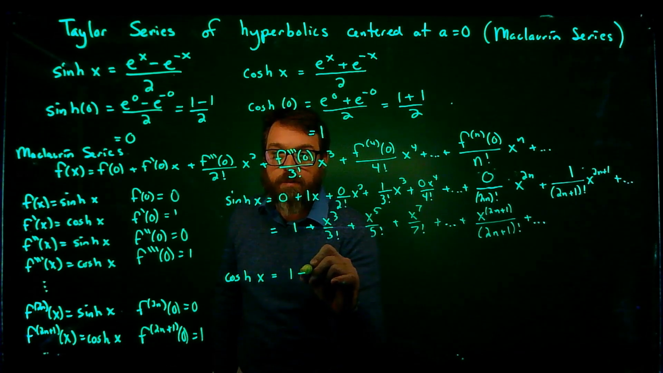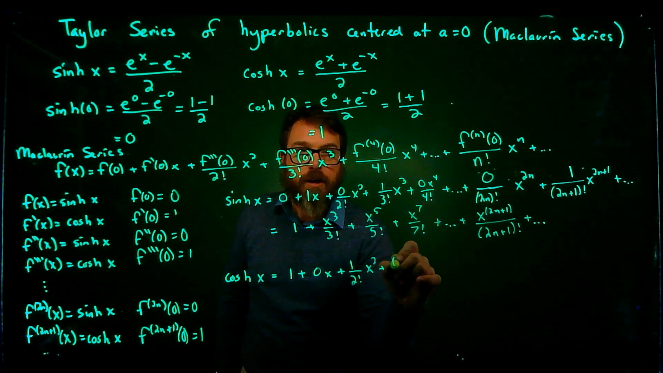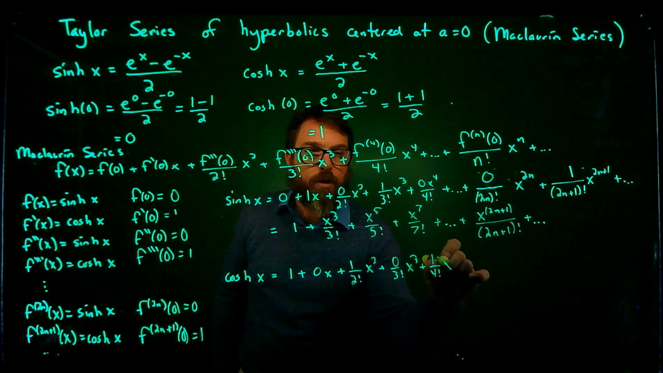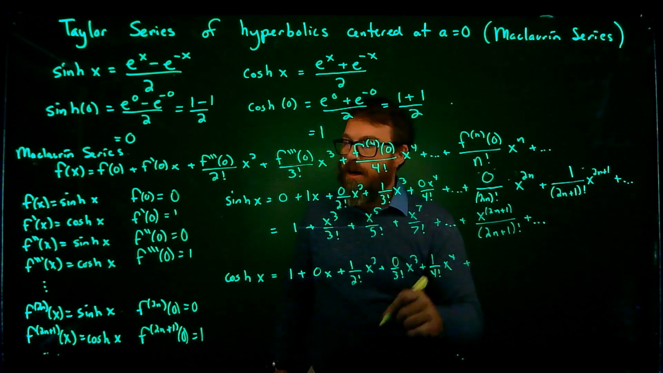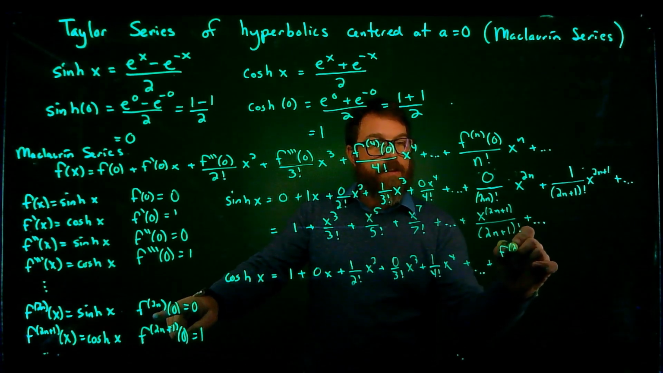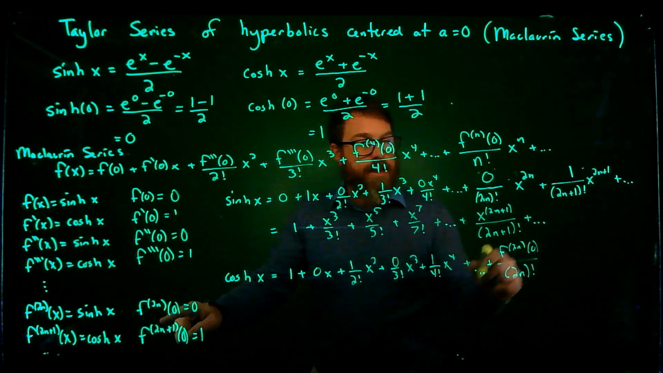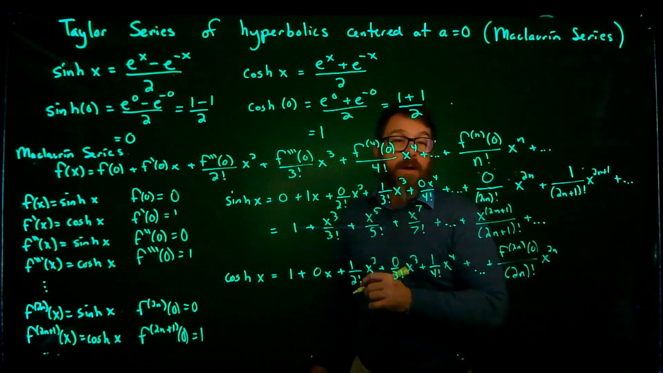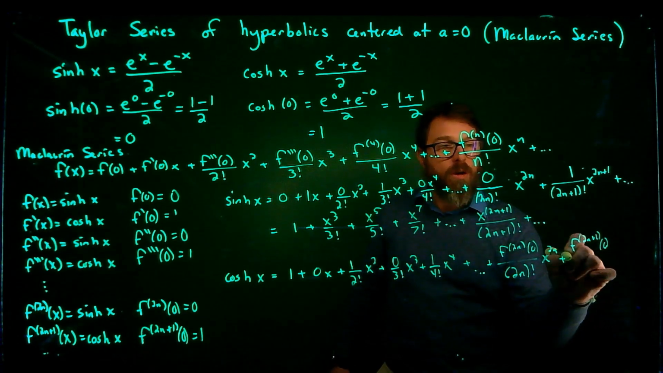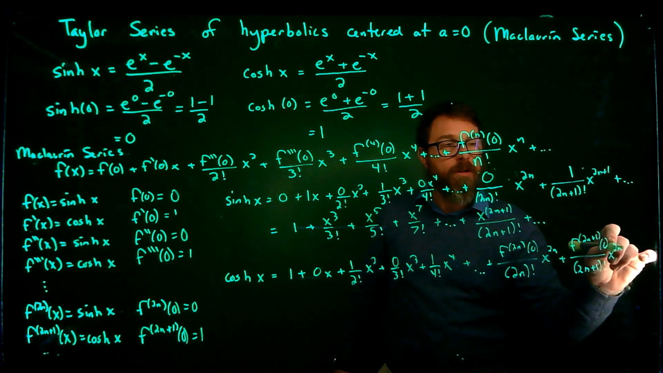So this is going to be 1 plus 0x plus 1 over 2 factorial x squared plus 0 over 3 factorial x cubed plus 1 over 4 factorial x to the 4th. And I'll even write these in this, and I'll simplify them. So plus dot, dot, dot. We're going to have the even derivatives at 0 all over that factorial that matches that derivative x to that matching power, plus the odd derivatives at 0 all over the same factorial x to that same power.